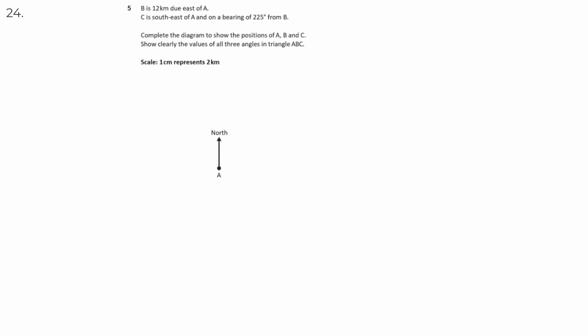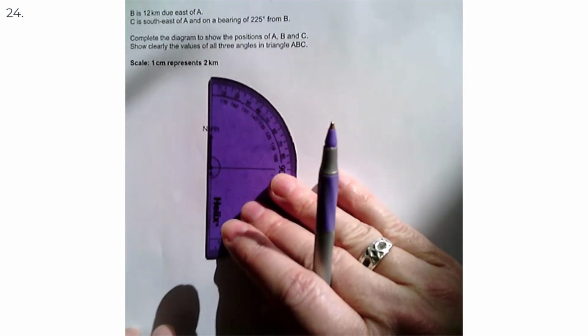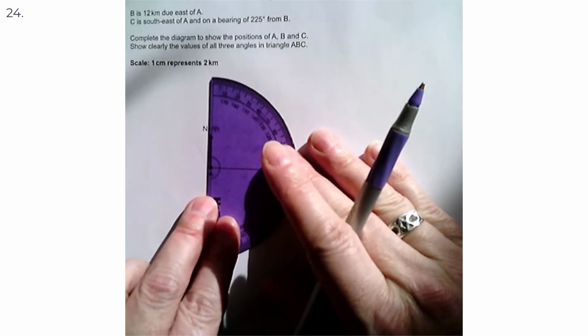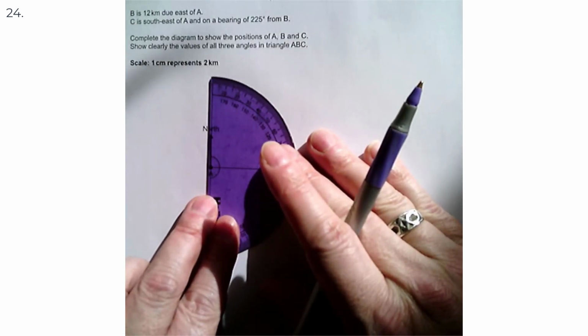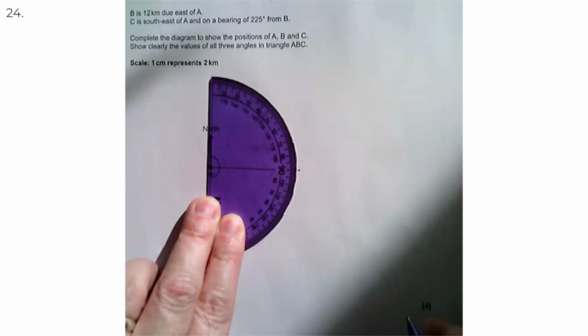Okay. And we've got the point A marked and a north line drawn. So we're going to have to use a protractor and a ruler to do all these measurements and make sure we draw our scale correctly. So first off, we know that B is 12 kilometers due east of A, and east is on a bearing of 90 degrees from north, isn't it? So if I mark with my protractor 90 degrees from the north line, then I know that B is going to be somewhere along this line.